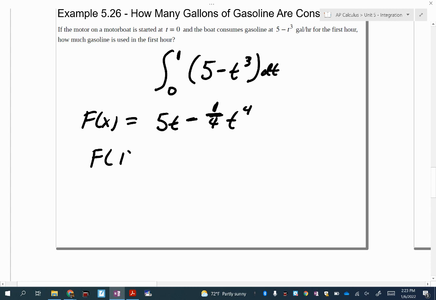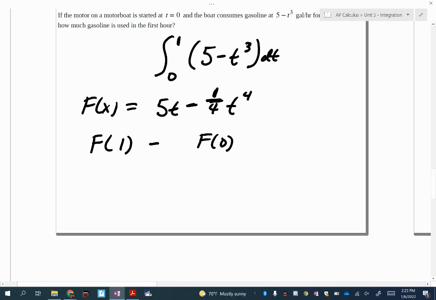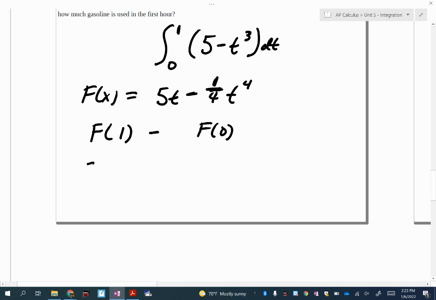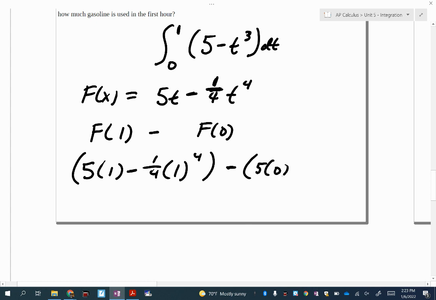So I'm going to evaluate this at 1 and 0, and that will give me the gasoline used in the first hour. So 5 times 1 minus 1/4 times 1 to the fourth power, whatever that is, minus 5 times 0 minus 1/4 times 0 to the fourth power. Again, on the right side, 0 times 5 is 0, so all that's going to be 0. I'm really just caring about plugging in the 1. So I'll go to Desmos. I don't know if you really need Desmos for this. You can probably see the answer pretty quickly, but I'll show you in Desmos in case you're having some trouble.